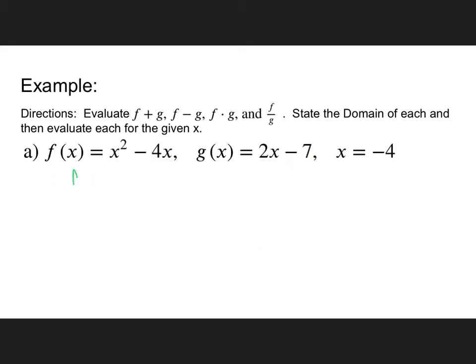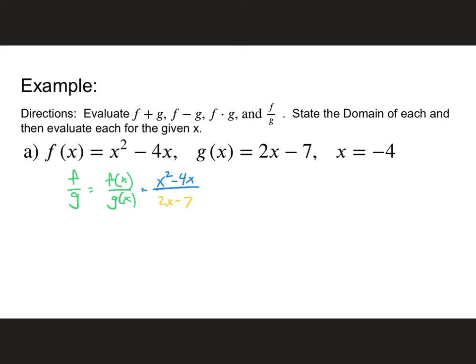So for division, f divided by g is equal to f of x divided by g of x. That's a no-brainer. We're going to just plug it in. That's x squared minus 4x over 2x minus 7. That's it. No brain busters here. So I can't simplify that. It's not like I can factor off the top and make it simplify with anything.